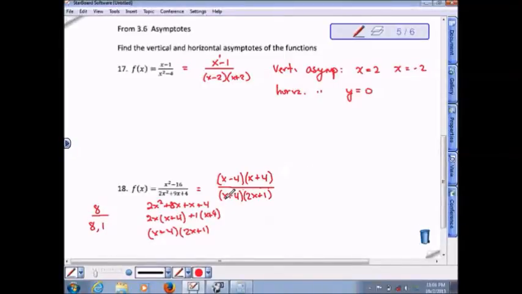A little tricky here on this one. The x plus 4s cancel out, so this isn't actually going to give a vertical asymptote. It's a hole in the graph rather than a vertical asymptote.